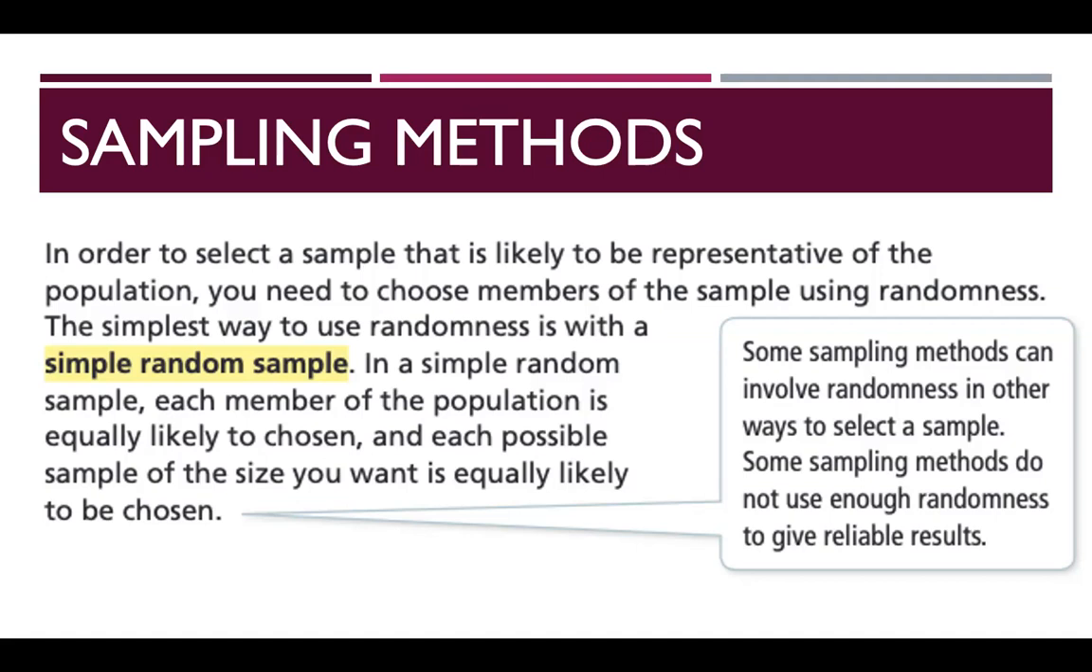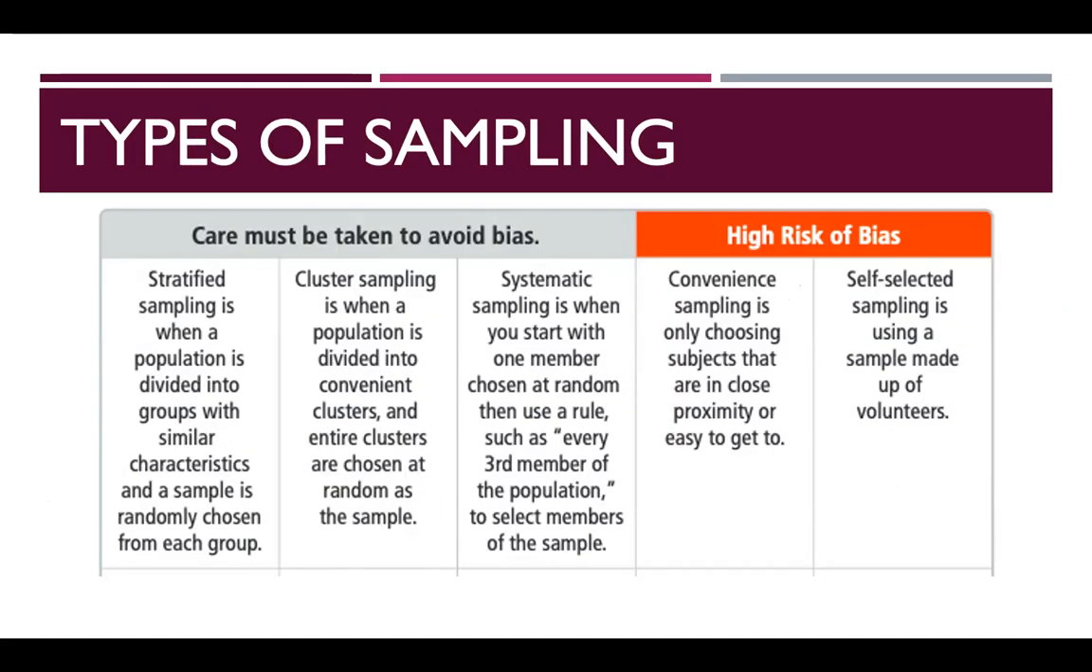So some sampling methods can involve randomness and other ways to select a sample. Some sampling methods do not use enough randomness to give reliable results. So sampling methods are, how am I picking the people that I want for this experiment or for this observational study or for this survey, right? So there's a couple different ways that you can pick people. And some of them are more random than others. Some of them are more reliable than others. So here are the types of sampling. On the left, the three on the left: stratified, cluster, and systematic.